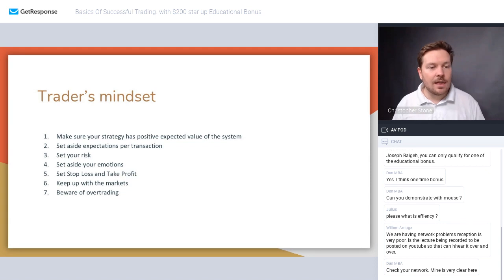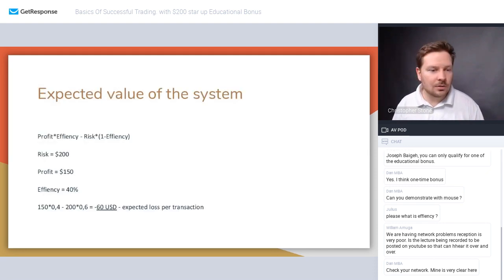So first of all, make sure your strategy has positive expected value of the system. In the formula that I showed you, profit multiplied by win rate minus risk multiplied by 1 minus win rate, you can now check it. For example, if you are not quite sure, if you have 35% win rate and you are risking $100 to gain $20, just calculate it, and you see, okay, it's quite a bad idea, let's check something else. So this is the first thing.